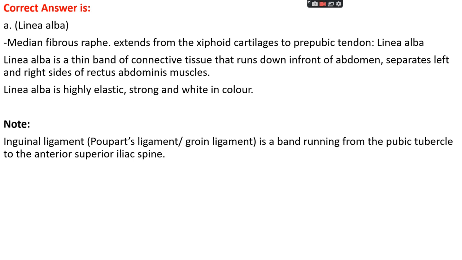linea alba. This linea alba is a thin band of connective tissue that runs down the front of the abdomen and separates the left and right sides of the rectus abdominis muscles. Linea alba is highly elastic, strong, and white in color. While the inguinal ligament, also known as Poupart's ligament or groin ligament, is a band running from the pubic tubercle to the anterior superior iliac spine.